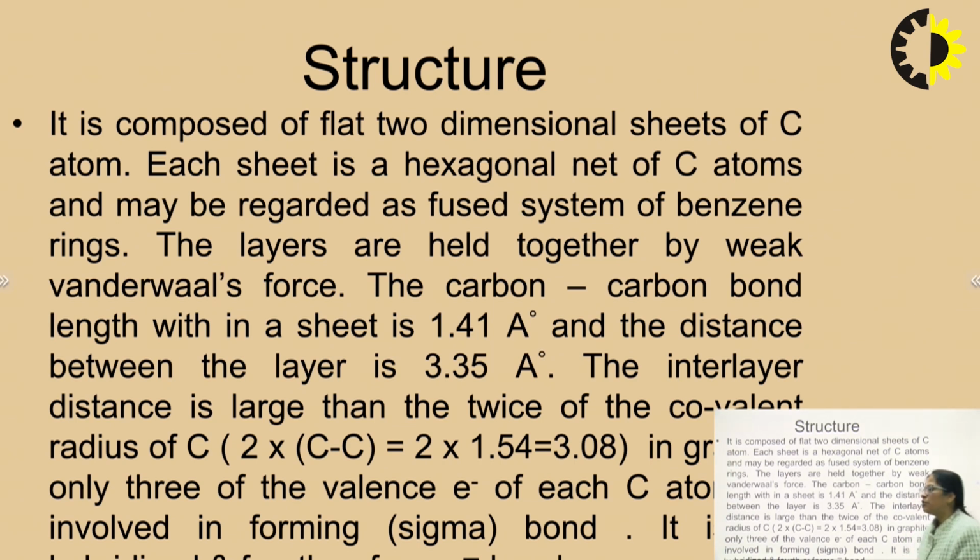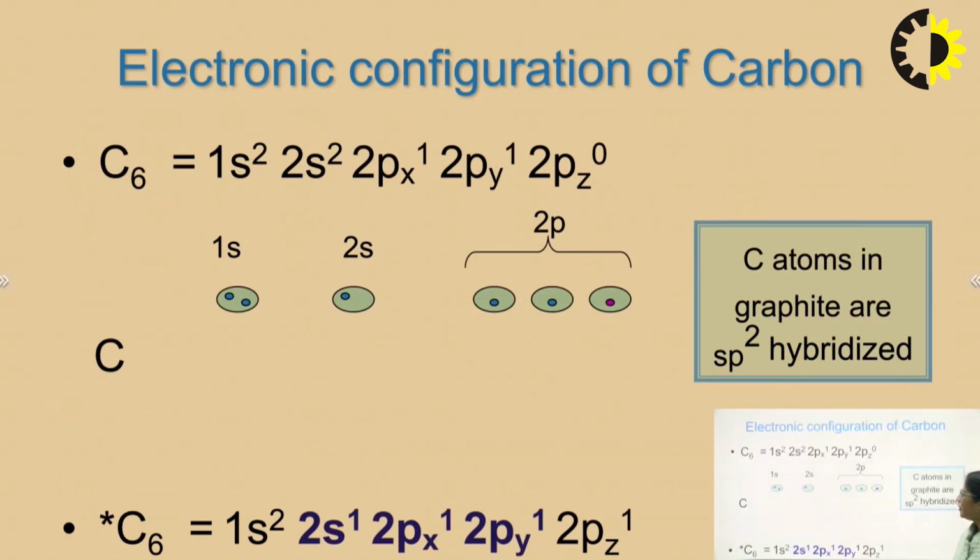In case of graphite, only 3 of the valence electrons of each carbon atom are involved in the formation of sigma bonds. Therefore, graphite is sp2 hybridized, and the 4th valency of each carbon is free. Coming to the electronic configuration, carbon C6 is 1s2, 2s2, 2p2, where 2px1 and 2py1. Only 3 of the valence electrons form bonds, whereas one valence electron is free to move. Therefore, carbon atoms in graphite are sp2 hybridized.